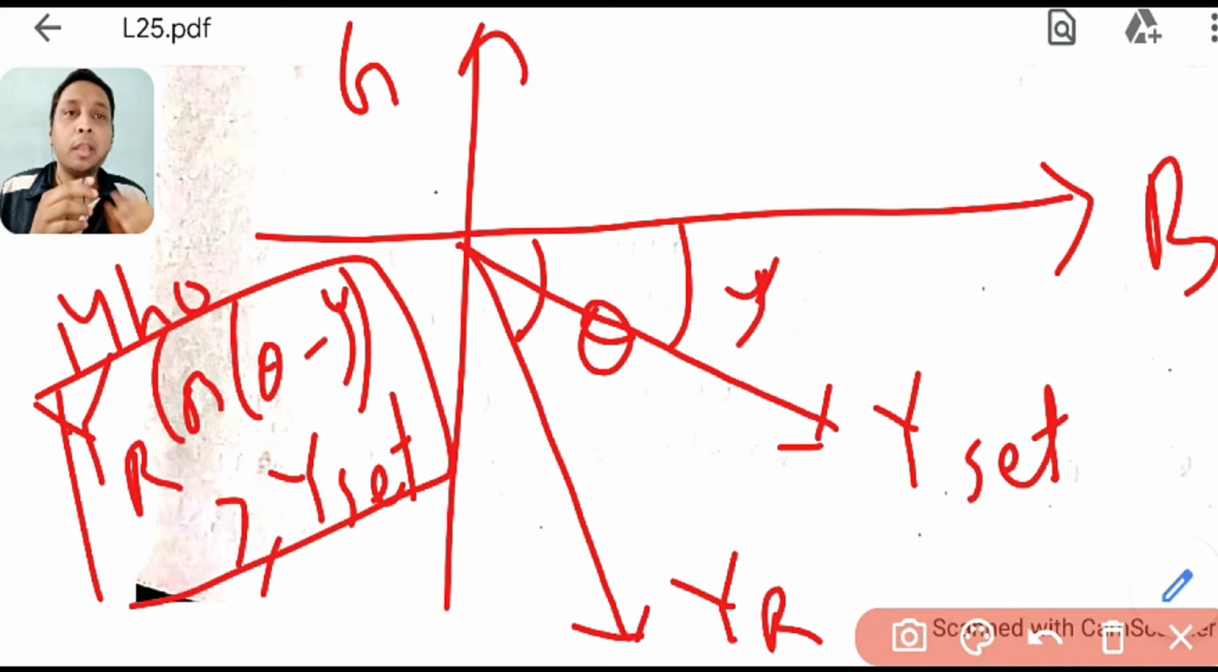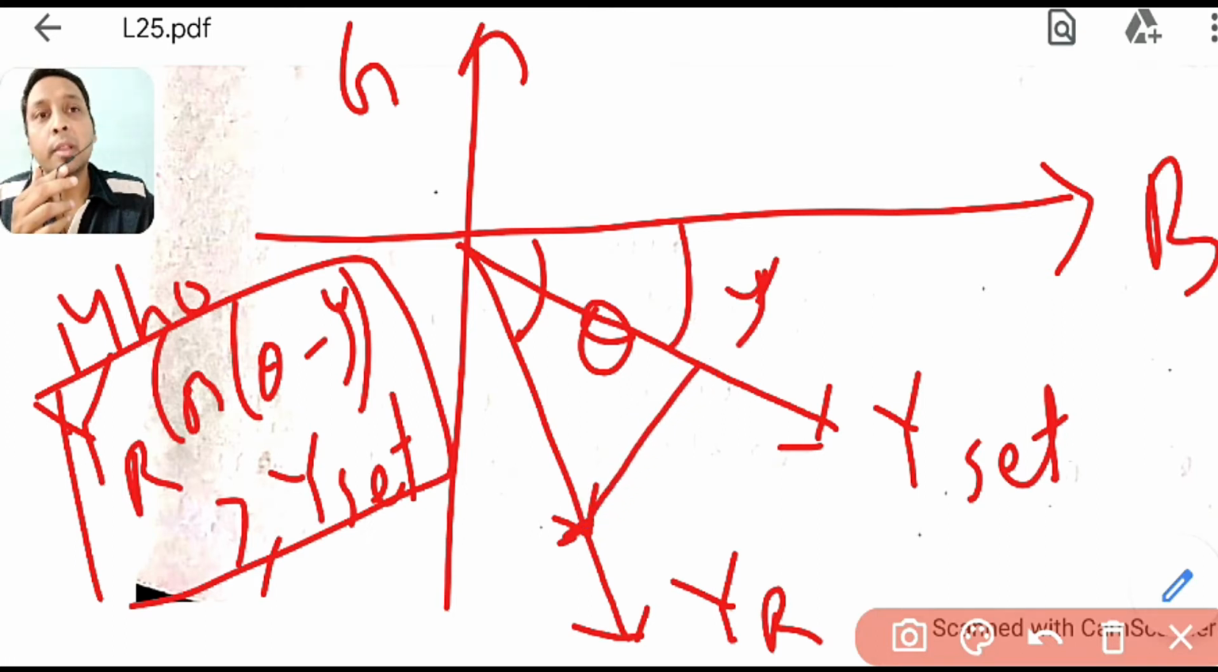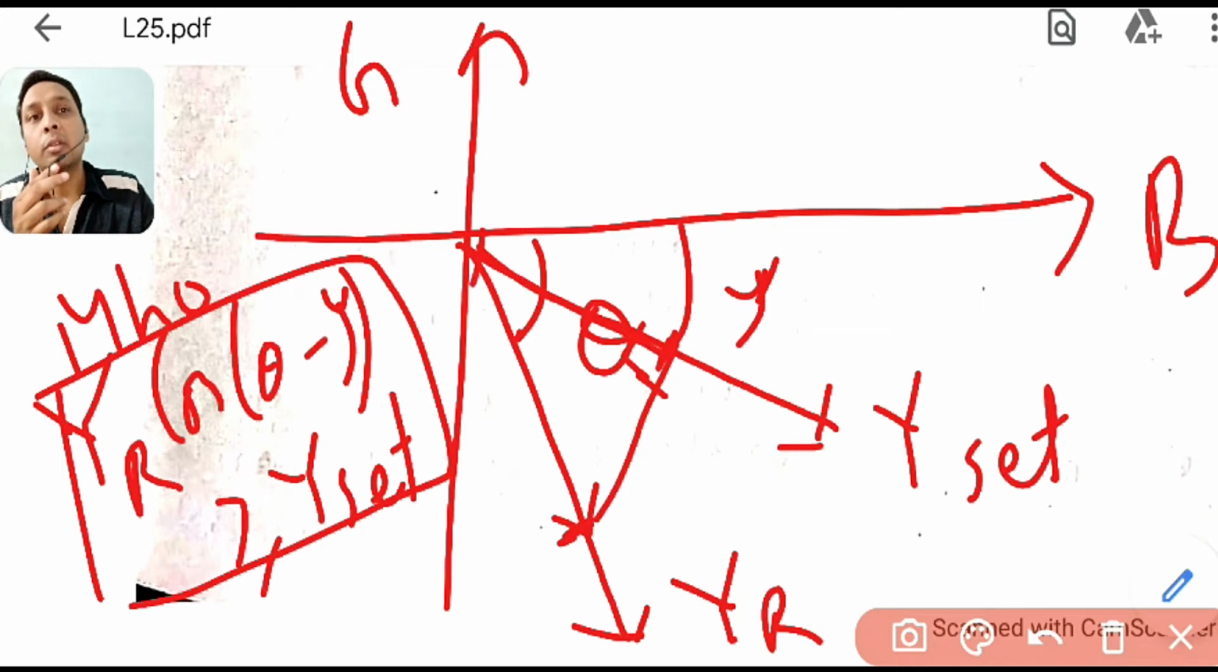Now you need to take the cos component of YR. Suppose my YR is up to here, because I don't have space here. So YR cos of theta minus tau. This should be the hypotenuse, and you need to draw a perpendicular like this. So this is your YR cos of theta minus tau, because this angle is theta minus tau, and the cos of this is this portion.